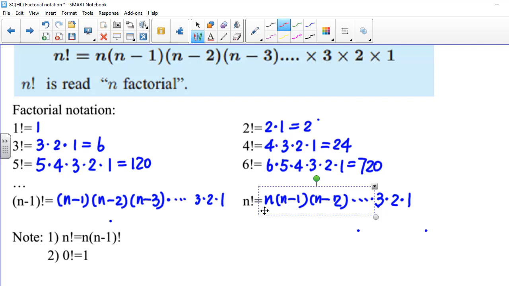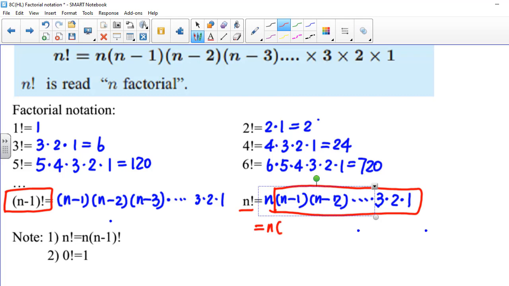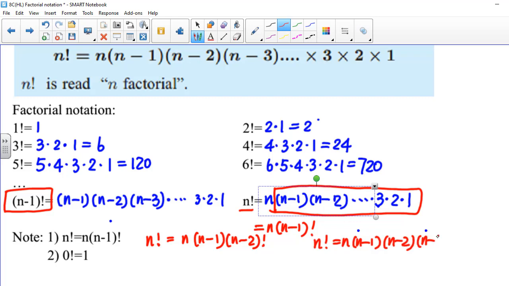Why? If you look at this, n factorial equals n times n minus 1 times n minus 2, all the way down to 3 times 2 times 1. This part is exactly the same as n minus 1 factorial. We also can derive that n factorial can be equal to n times n minus 1, then times n minus 2 factorial. N factorial also can be equal to n times n minus 1, times n minus 2, then times n minus 3 factorial. You can keep the pattern going on.